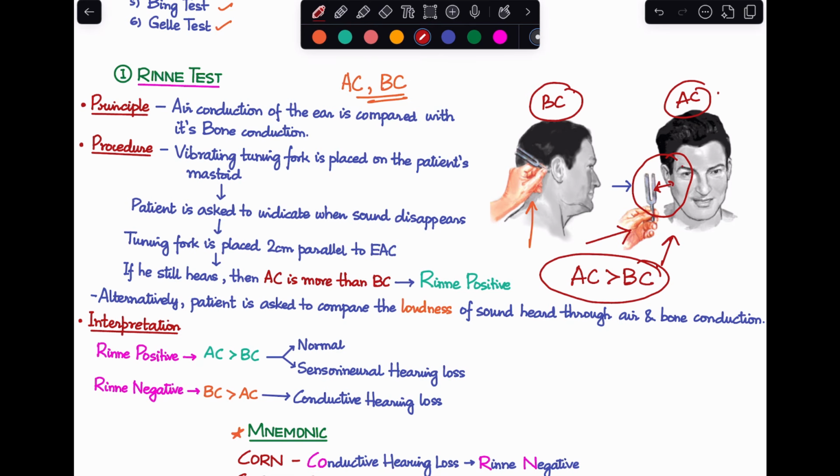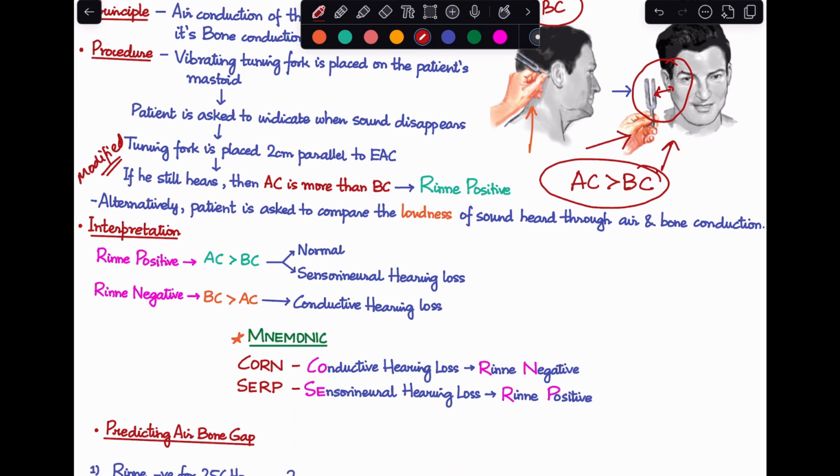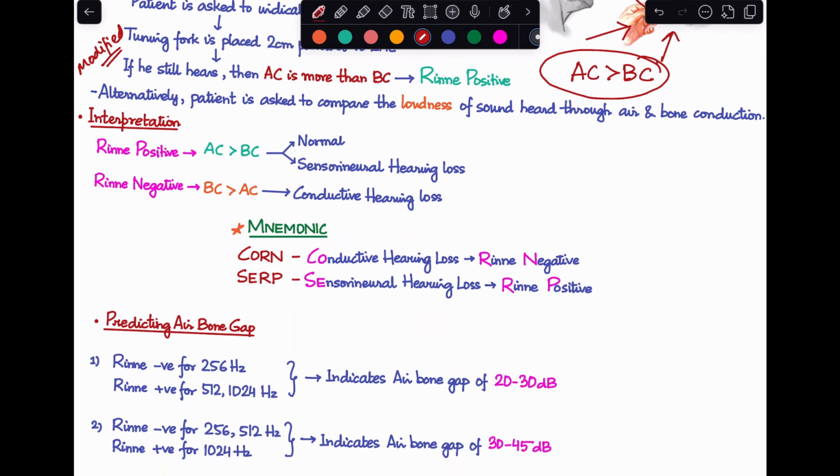There's another process which is known as the modified Rinne's test, where the testing is a little different. Instead of asking the time duration for which they are able to hear the sound, we are asking the patient to compare the loudness of the sound that they are hearing through air conduction and bone conduction. Now let's try to understand what the possible results are and where we see them.